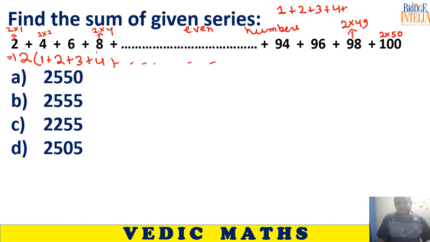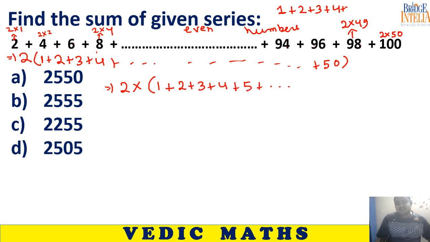So this way 100 will be 2 into 50. So if you take 2 common, in place of 100 you will write only 50. Now you see this is equal to 2 multiplied with the series, and this series is the type of series in which you can use the formula. The counting begins from 1 and stops at 50. So you can use the formula.